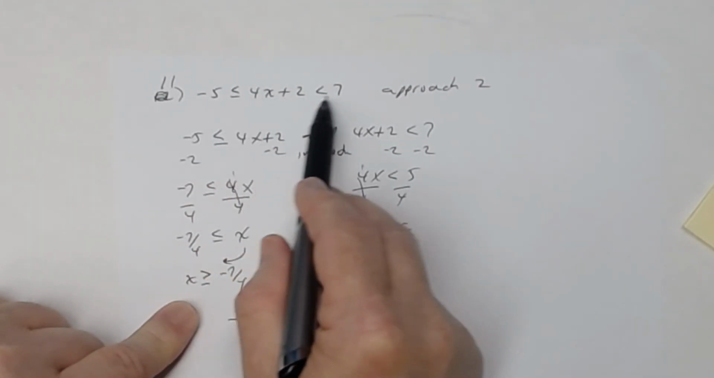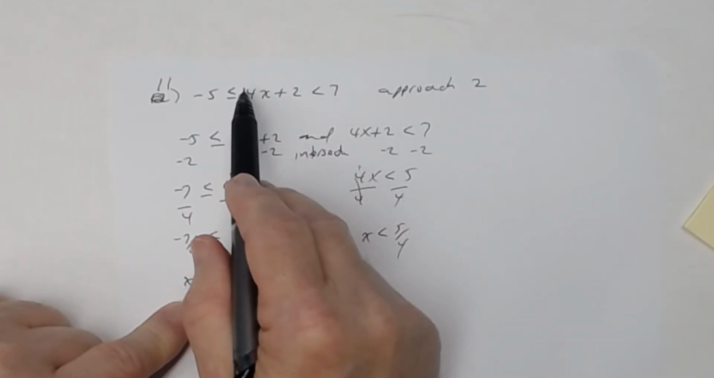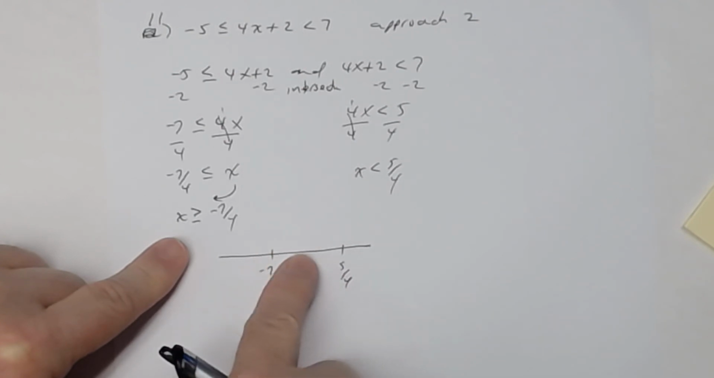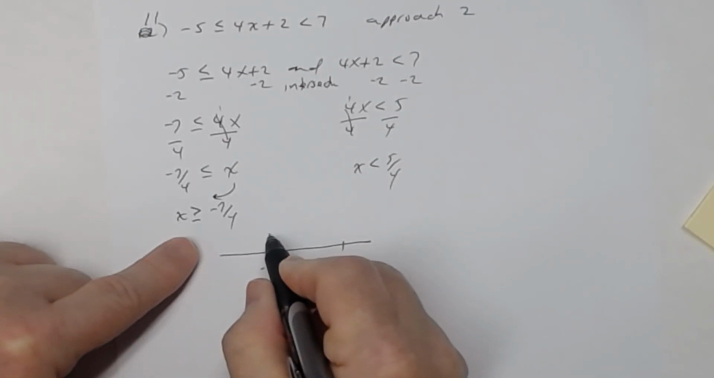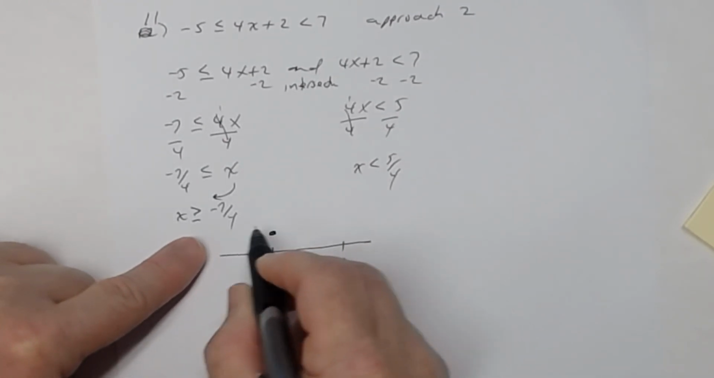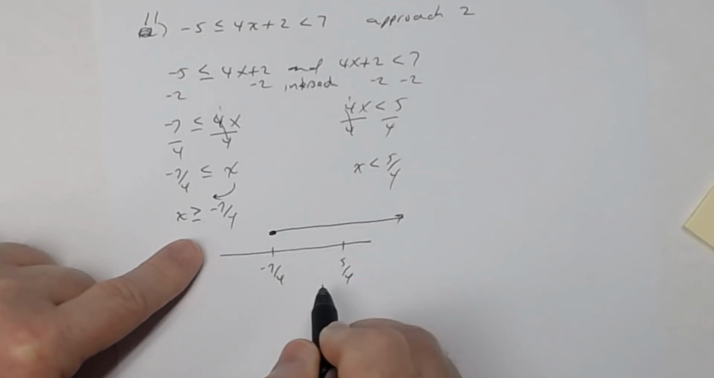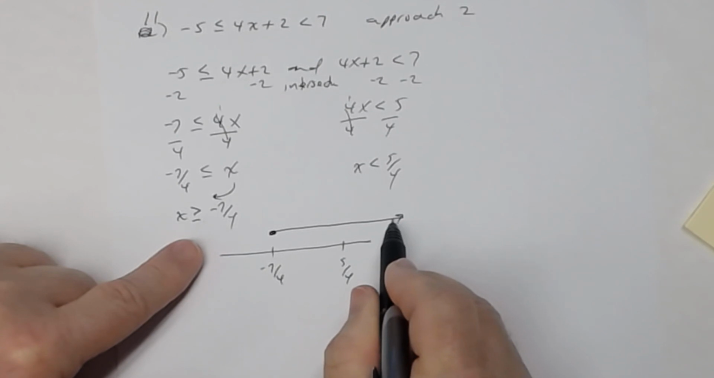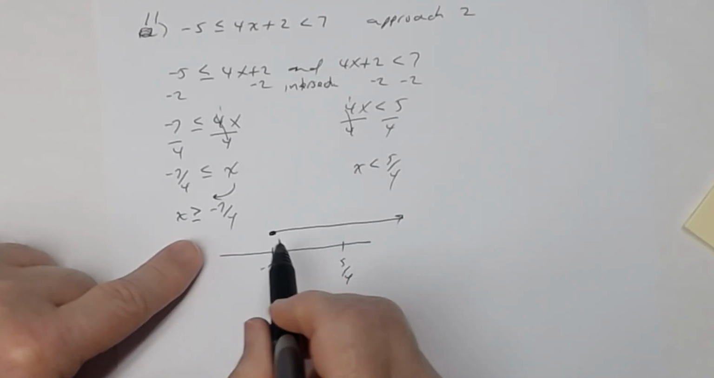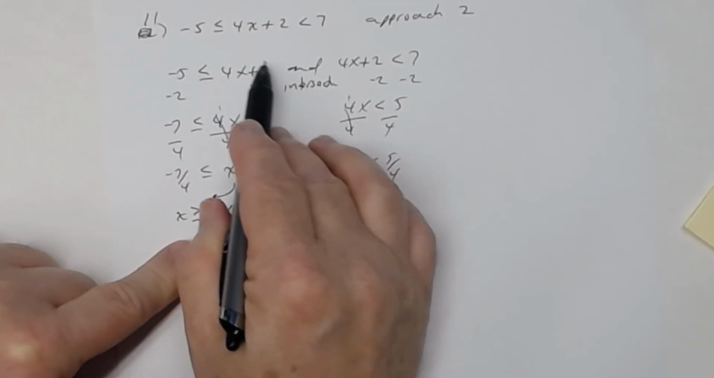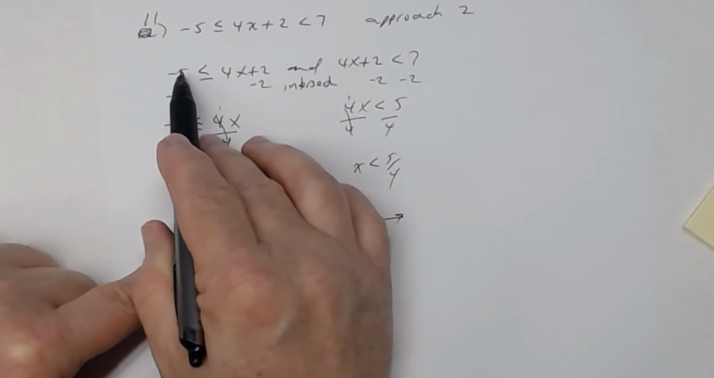It may not be a solution to the original. So that's why you have to look at this separately. So here's negative 7/4 with a closed circle because there's an equal sign here. And I'm going to shade in everything to the right. So any number shaded here is a solution to this linear inequality.